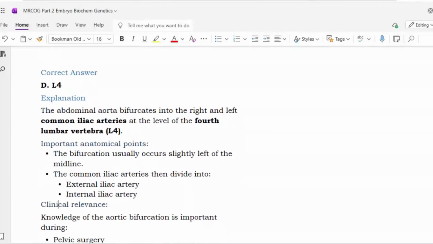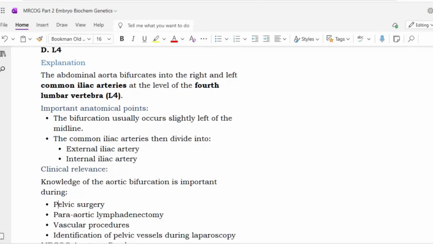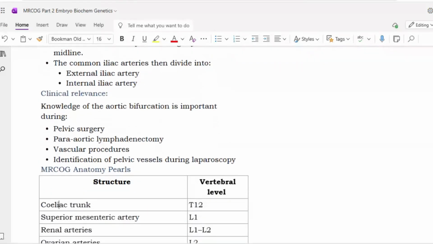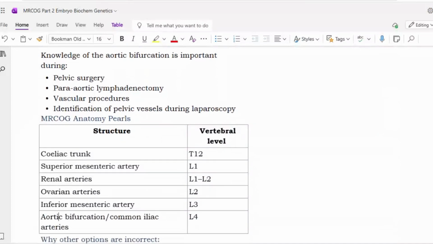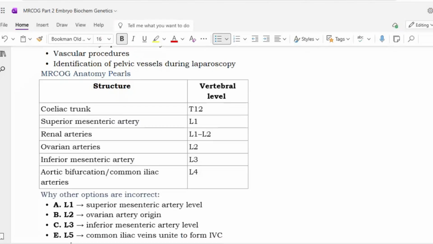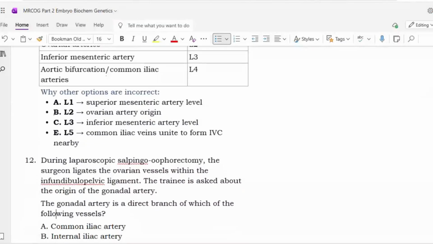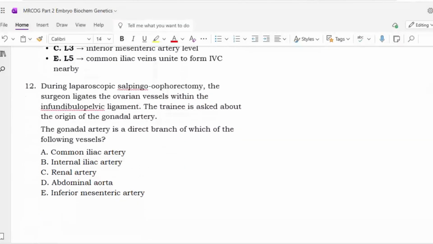The abdominal aorta bifurcates into the right and left common iliac arteries at the level of the fourth lumbar vertebra. Important anatomical point: the bifurcation usually occurs slightly left of the midline. The common iliac arteries then divide into the external iliac artery and the internal iliac artery. Knowledge of the aortic bifurcation is important during pelvic surgery, para-aortic lymphadenectomy, vascular procedures, and identification of the pelvic vessels during laparoscopy. Celiac trunk, T12, superior mesenteric artery, L1, renal arteries, L1, L2, ovarian arteries, L2, inferior mesenteric artery, L3, and aortic bifurcation, L4. So this is all we have seen.